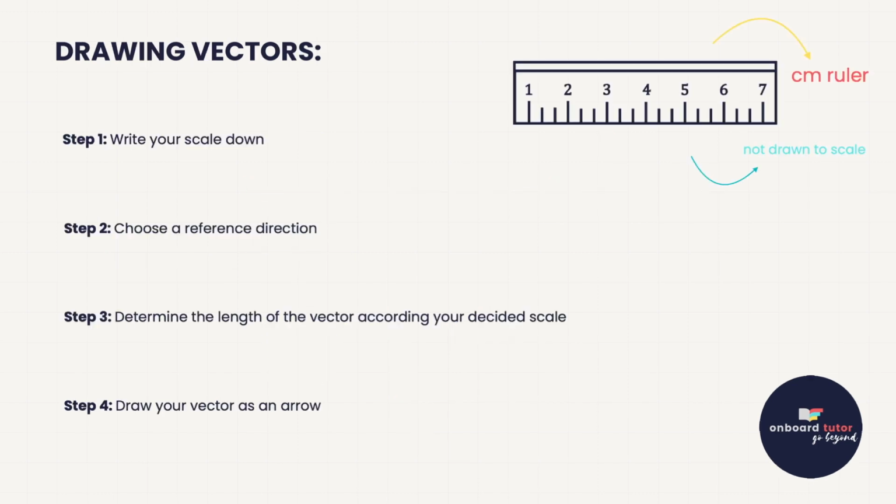We should now be able to draw vectors. Let's have a look at this question on the screen here. It says that we need to draw the following vector quantity where we have velocity equal to 8 meters per second east. So here we can see this is indeed a vector because it has magnitude as well as direction. We can break this down into 4 steps, and our first step would be to write our scale down.